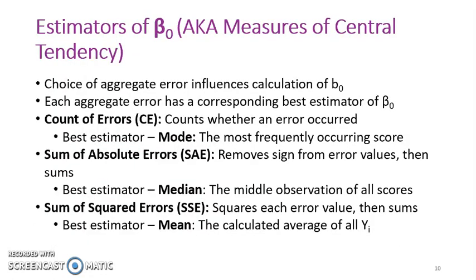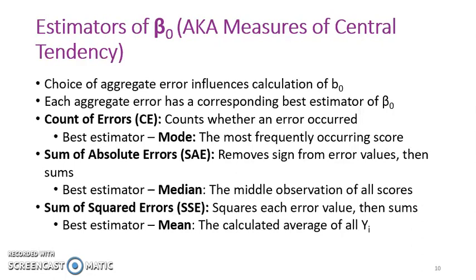So you have a choice of which aggregate error index you use. Those are the ones that I just went over. But it's important to realize that the aggregate error calculation actually influences the calculation of B0. Each aggregate error index has a corresponding estimator that will provide the best estimate of B0. Remember that estimators are rules for calculating estimates of population parameters. So these estimators and aggregate error index pairs go hand in hand. You are familiar with these estimators because they are all measures of central tendency that you've seen before.